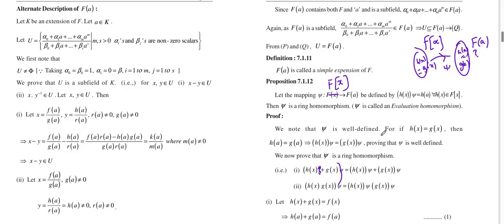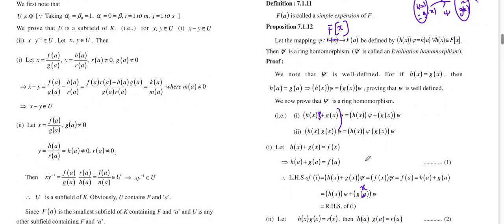To prove that it is well-defined, two elements in the domain are to be considered equal, h(x) equals g(x). Then obviously h(a) equals g(a). This is nothing but the image of h(x) under psi, and this is the image of g(x) under psi. So that proves the well-definedness. Then to prove that it's a ring homomorphism, we have to show that the image of h(x) plus g(x) under psi is the image of h(x) under psi plus the image of g(x) under psi. In the same way, we have to establish this under multiplication.